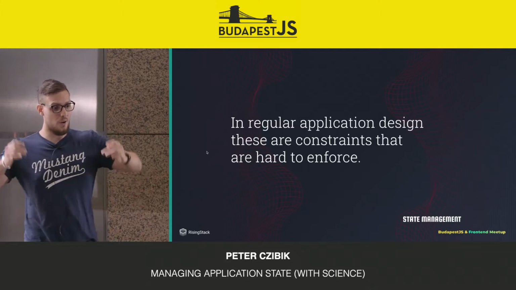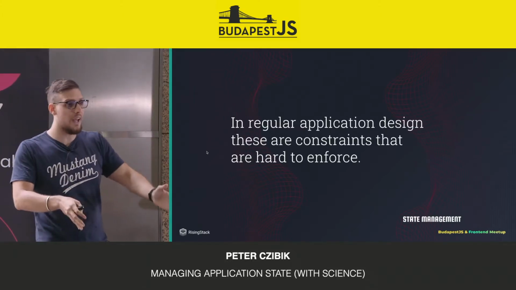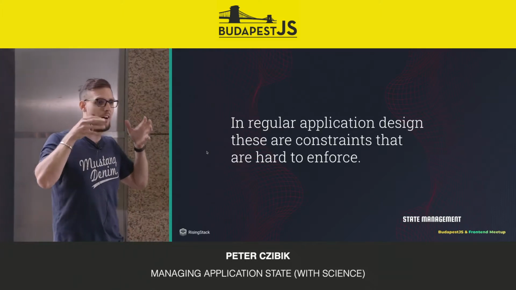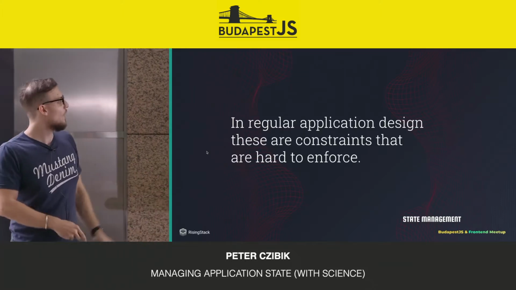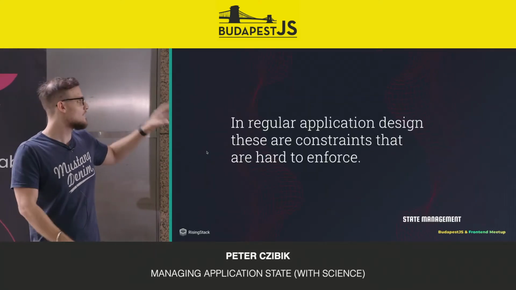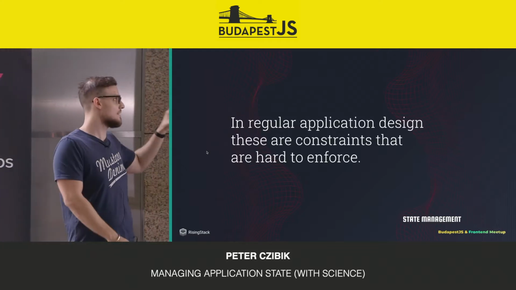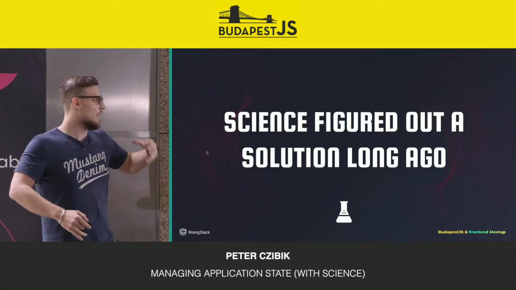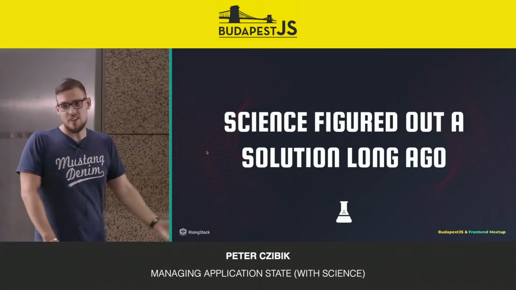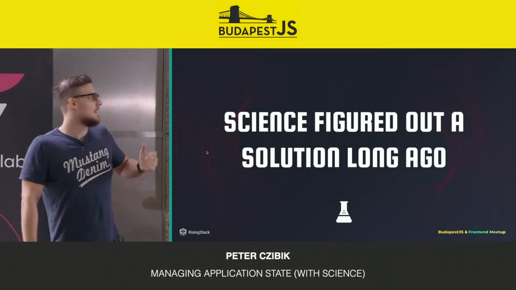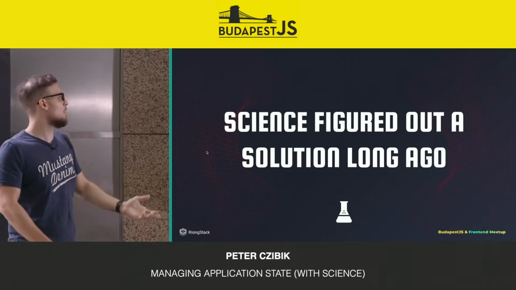Your colleagues are going to be like vultures looking for their prey, looking for when they can break these constraints, like, oh, hey, I want to fetch here, I want to fetch there, they're just not doing the right thing. So in regular application programming, these constraints are going to be really hard to enforce. And I was like, I'm sure science figured it out so long ago, so let's try to find something that can provide a solution to this problem.